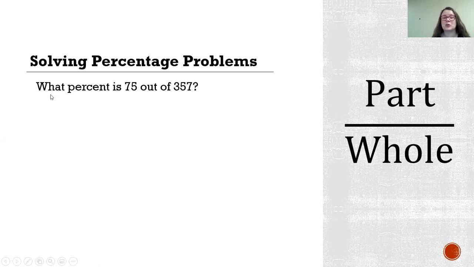So let's start with this question. What percent is 75 out of 357? So in this question, we're looking for what is the percent. Now, percent is equal to a part over a whole, and I want to write it as a ratio: what out of 100 equals 75 out of 357. So that's really the ratio that we need to figure out.